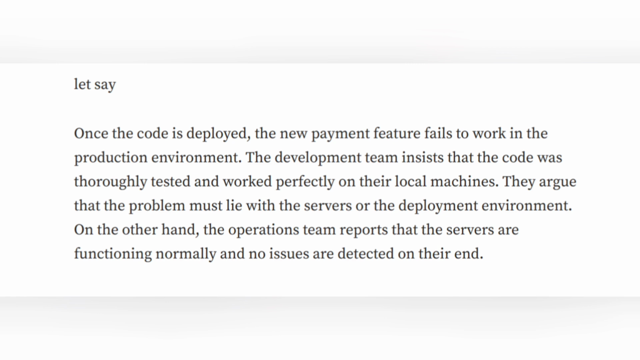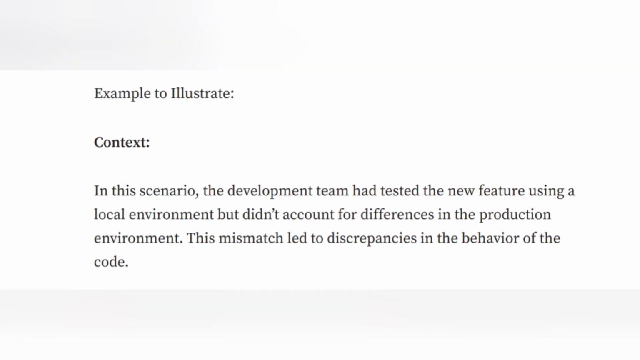Now let us imagine a scenario that once the code is deployed, the new payment feature fails to work in the production environment. The development team insists that the code was thoroughly tested and worked perfectly on their local machines. They argue that the problem must lie with the servers or the deployment environment. On the other hand, the operations team says that the servers are functioning normally and they have no issues detected on their end. In this scenario, the development team had already tested the new feature using a local environment, but didn't account for the differences in the production environment. This mismatch led to discrepancies in the behavior of the code.